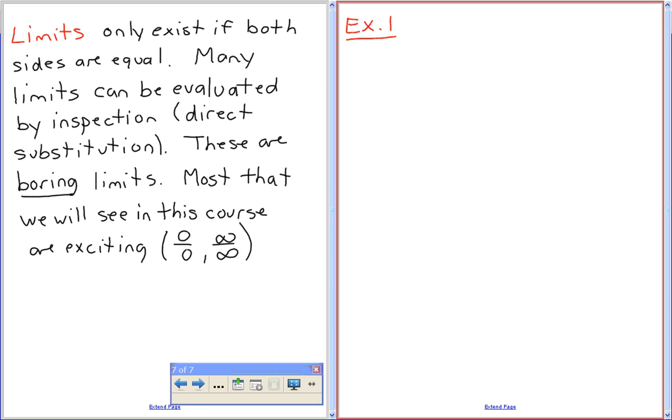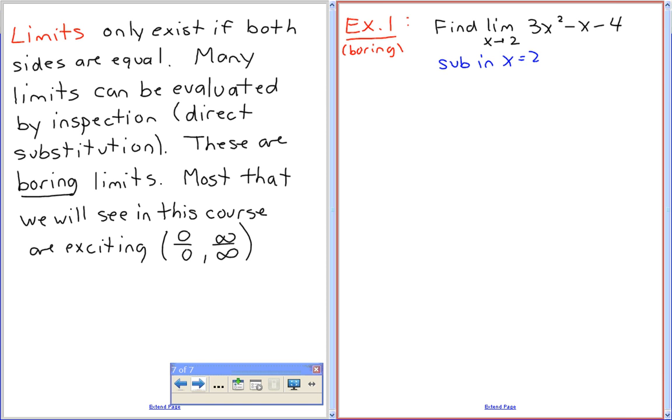What are boring ones? It says that direct substitution will work. Example 1 says the limit as x approaches 2 of 3x squared minus x minus 4. What that little limit sign means is it's like f of 2. The limit as x approaches 2 basically means f of 2. So the first thing we do is substitute it in, see if it'll work. So we're going to sub in x equals 2.